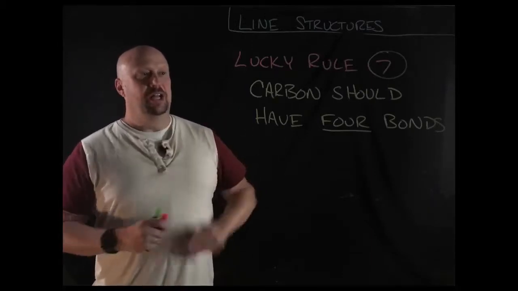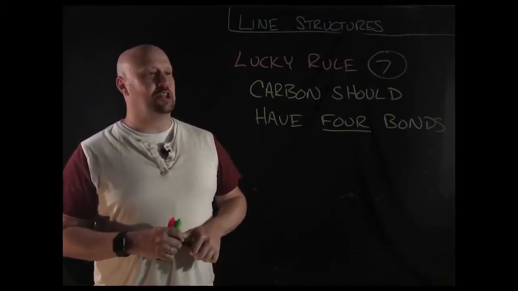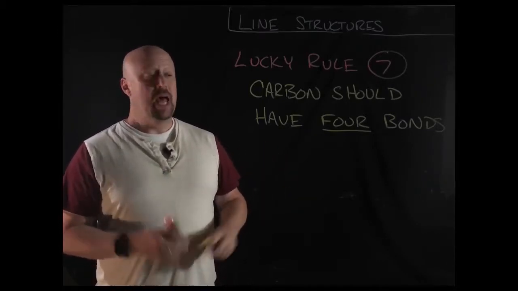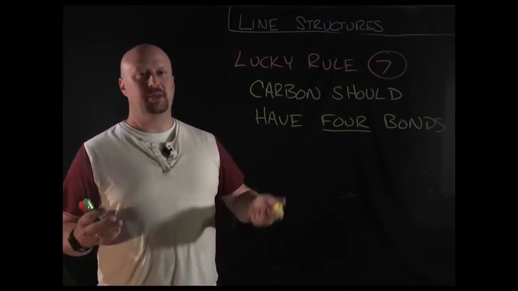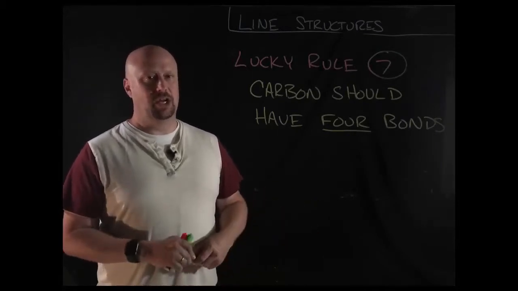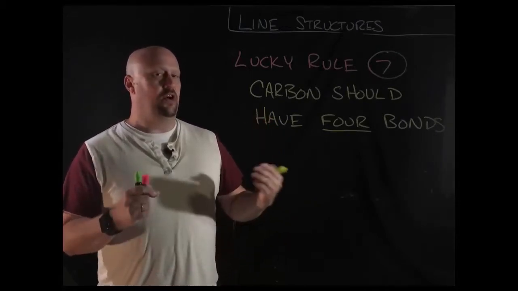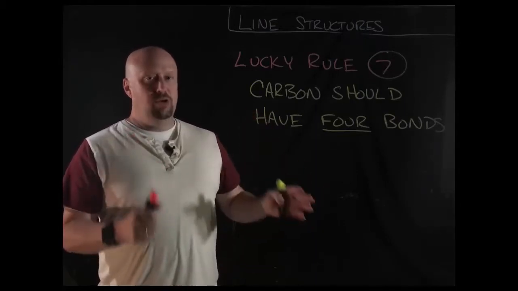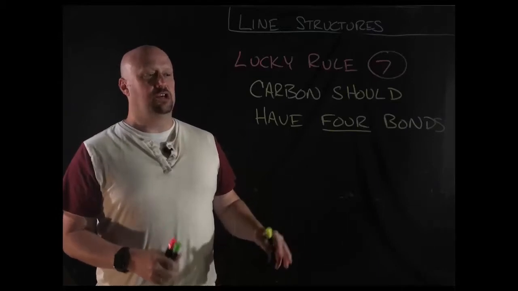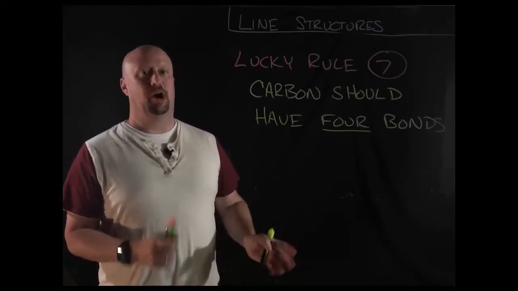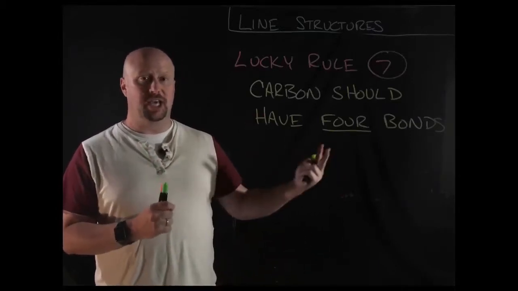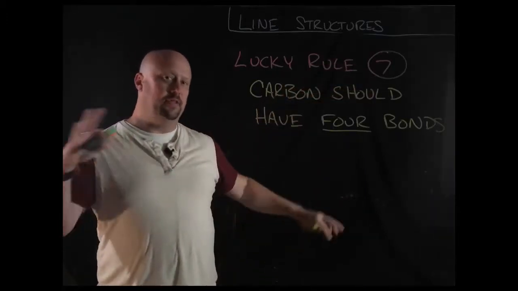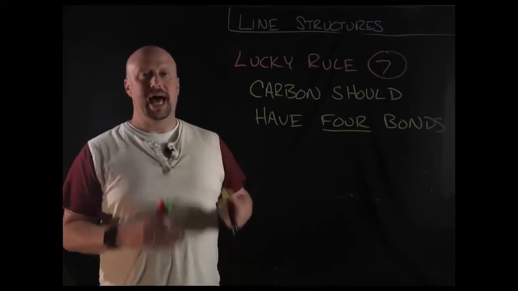Last rule, lucky rule number 7 when you're drawing line structures: carbons have to have 4 bonds. Now, there are exceptions to that. I've mentioned them multiple times already, even though you haven't seen a whole lot in class. If there's a formal charge on a carbon atom, it might not have 4 bonds. But that's not the norm, right? Most of the time, the carbons don't have a formal charge on them, in which case they have to have 4 bonds. It could be a double bond, which counts as 2, and then 2 singles. It could be a single bond to another carbon and then 3 hydrogens. Whatever, it has to have 4 bonds.